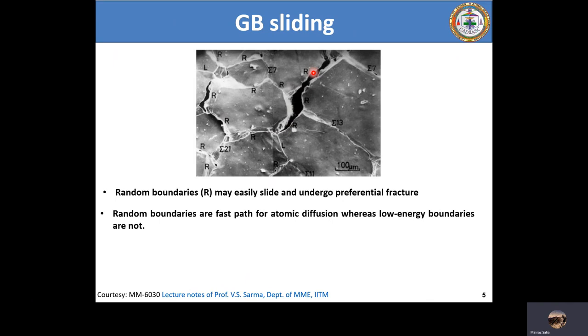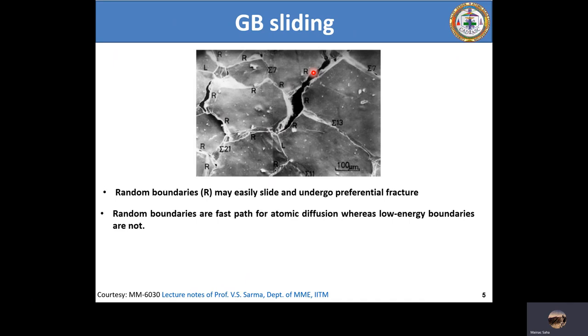Secondly, the random boundaries are fast paths for atomic diffusion, whereas low energy boundaries are not. And why? Because the atomic arrangement in random angle boundaries is much more random as compared to the low energy boundaries, which have a certain extent of crystallographic ordering associated with them. As a result, there is a certain amount of closeness, or they are a bit more close packed as compared to the random high angle boundaries. That's the simplest explanation that we can give you.